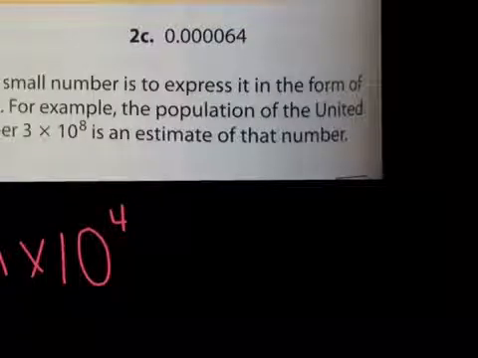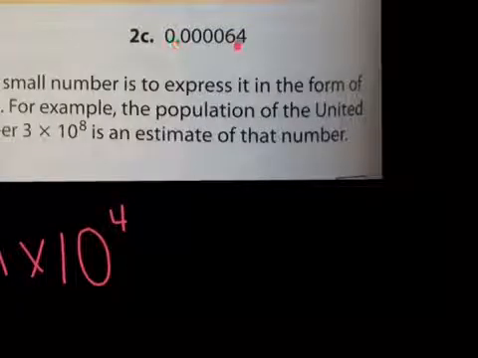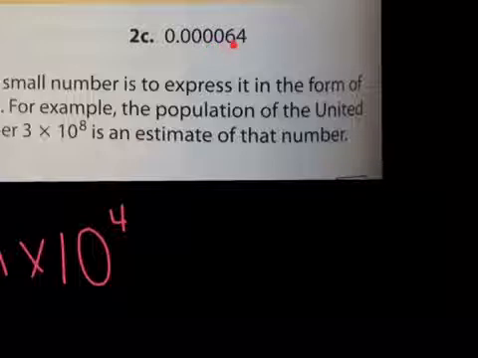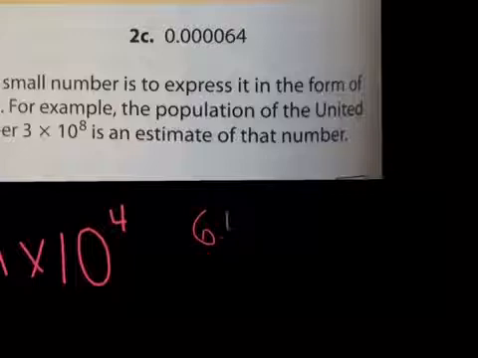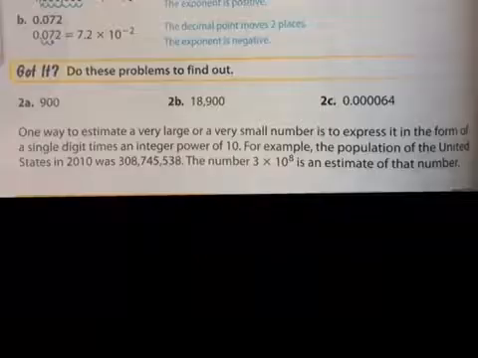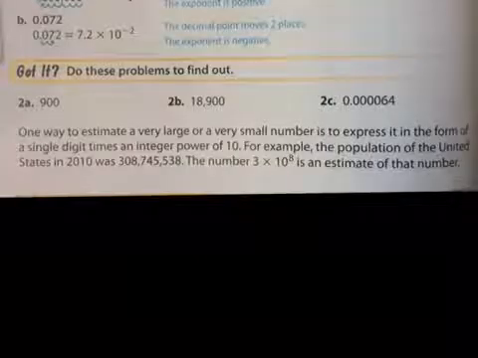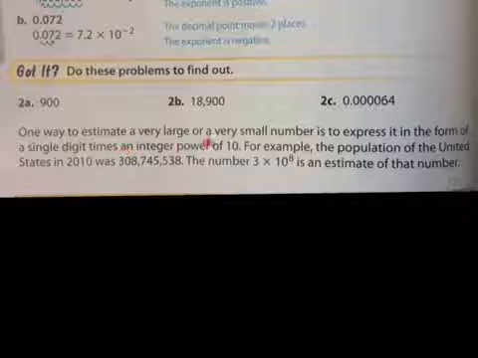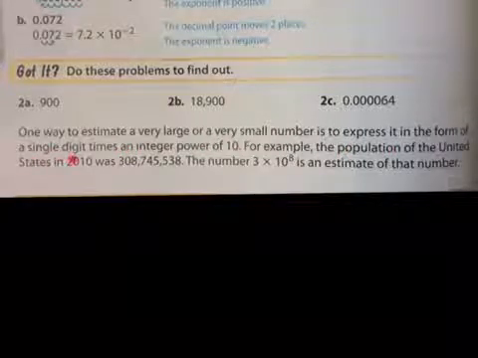And C, in order for me to take this decimal and make this the first whole number right here, right, 6.4, I have to jump 1, 2, 3, 4, 5. Okay, so it's 5 of them. So I'm going to write 6.4 times 10 to the negative 5. Make sense? We use scientific numbers to estimate as well. For example, one way to estimate a very large or a very small number is to express it in the form of a single digit times an integer to the power of 10.